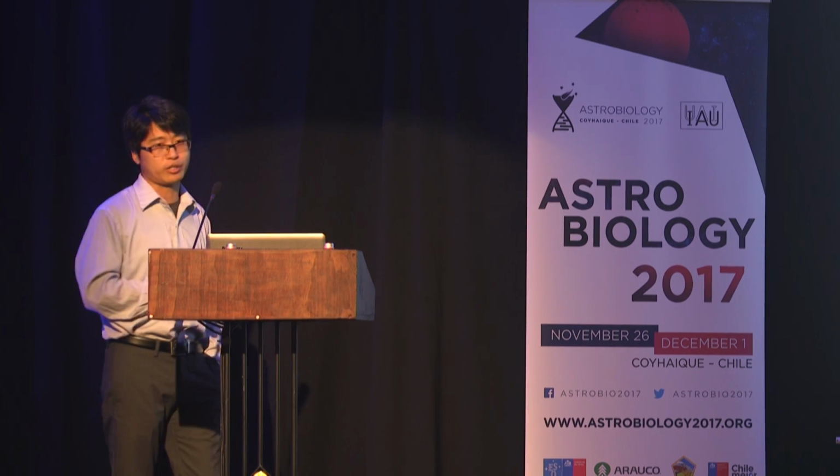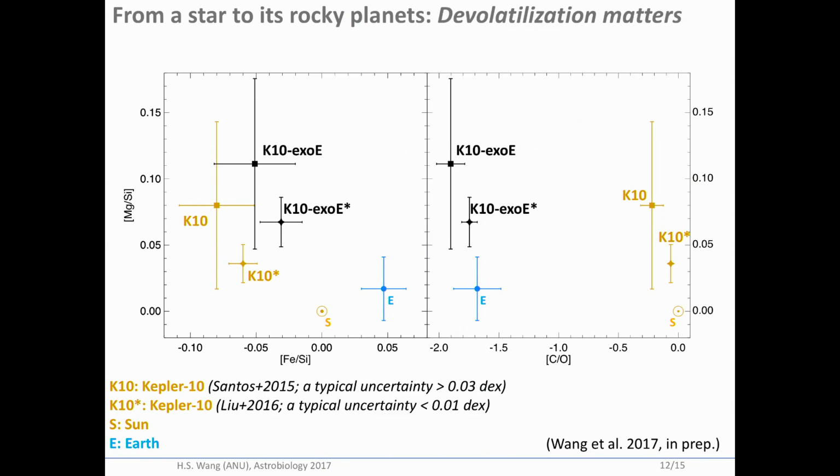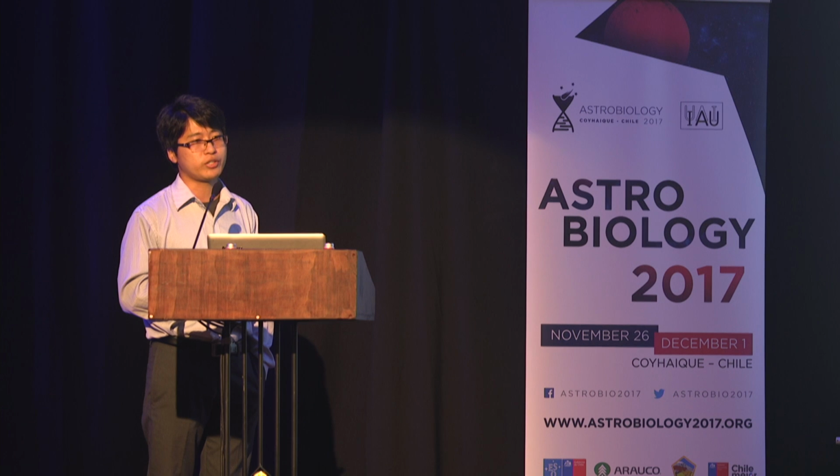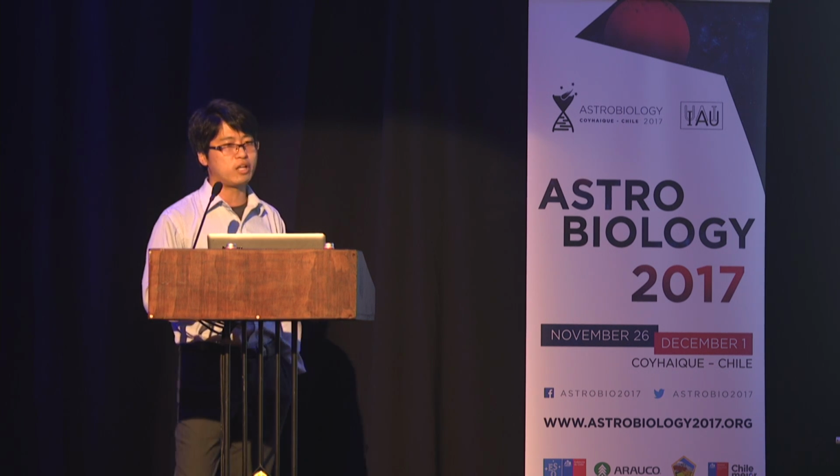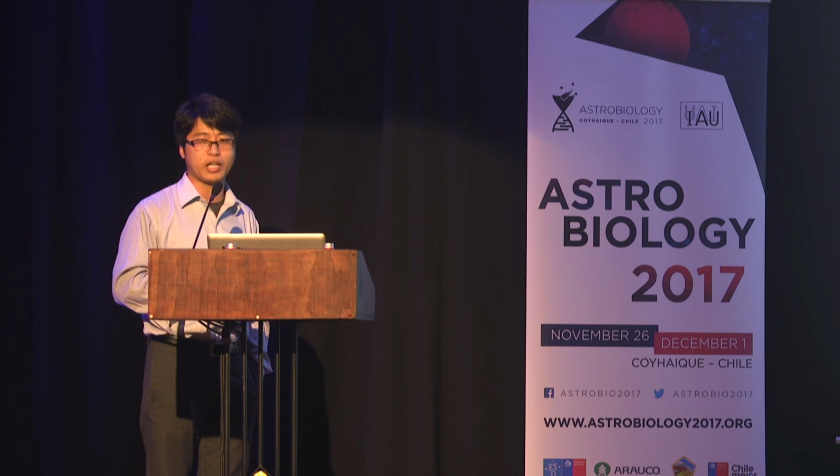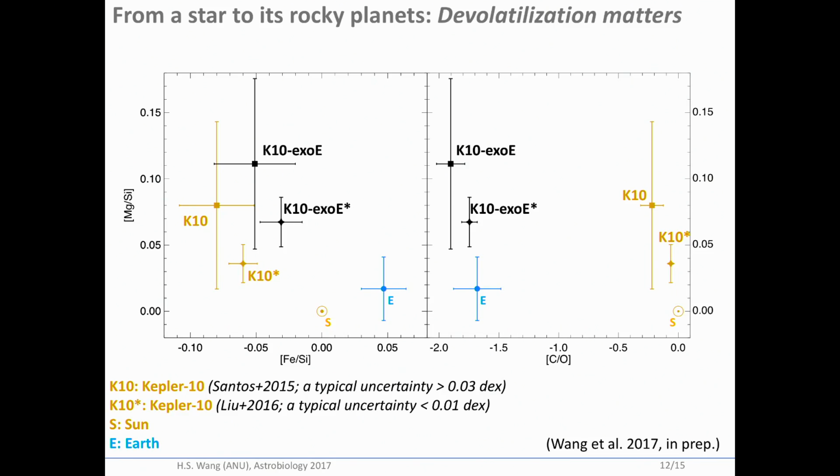So we made a test in the case of a well-known planet host, Kepler-10, and we refer to two sets of host stellar abundances. One is with larger uncertainties, shown as K10, and the other is more precisely determined, shown as K10 star. And then we apply this devolatilization algorithm to the host stellar abundances, which leads to the possible elemental composition of the rocky exoplanet in the circumstellar habitable zone of the star. And as shown is the K10XOE and K10XOE star.